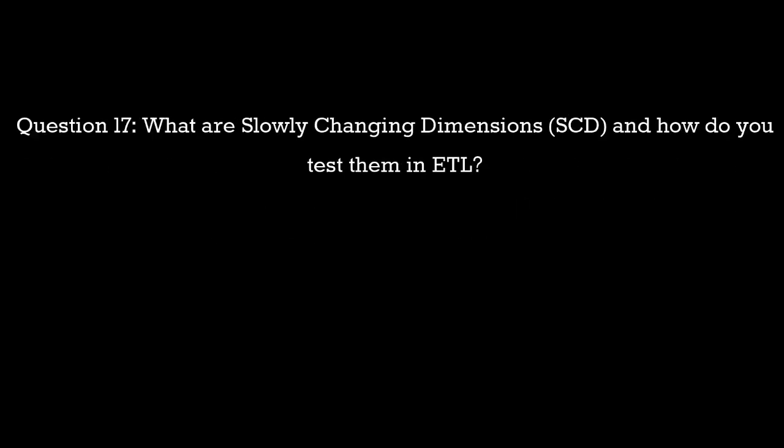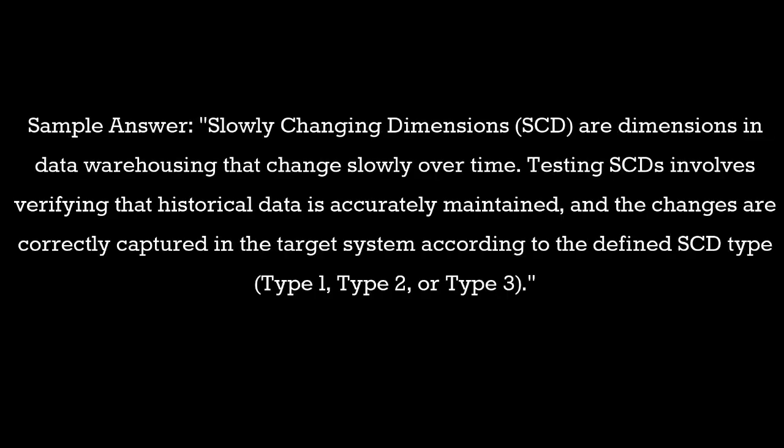Question 17. What are slowly changing dimensions, SCD, and how do you test them in ETL? Sample answer. Slowly changing dimensions, SCD, are dimensions in data warehousing that change slowly over time. Testing SCDs involves verifying that historical data is accurately maintained, and the changes are correctly captured in the target system according to the defined SCD type, Type 1, Type 2, or Type 3.